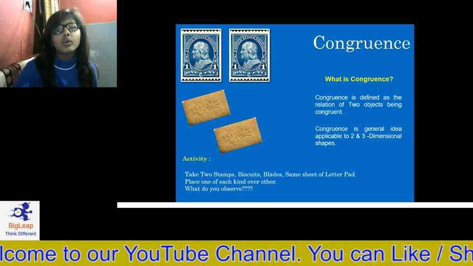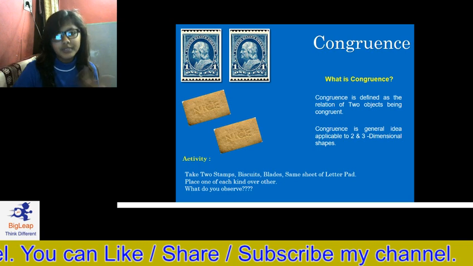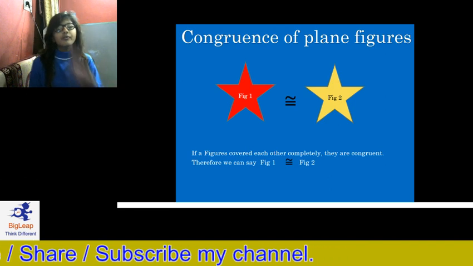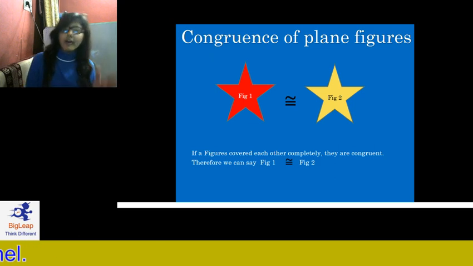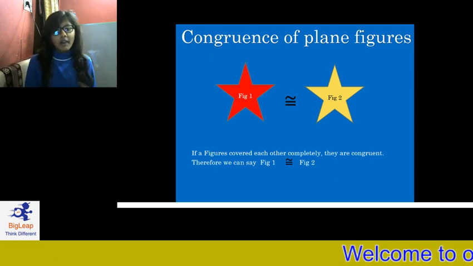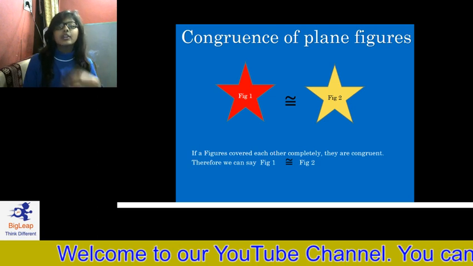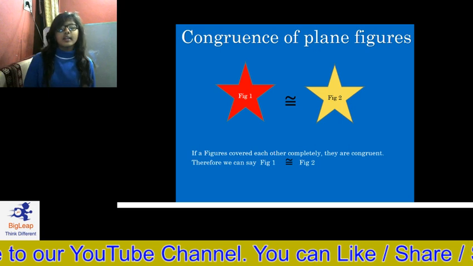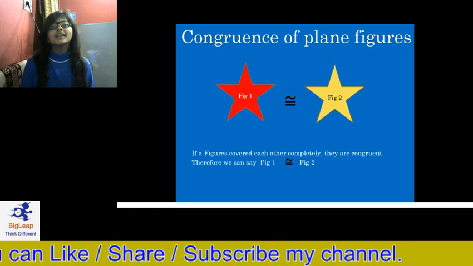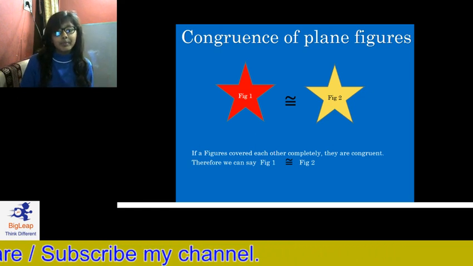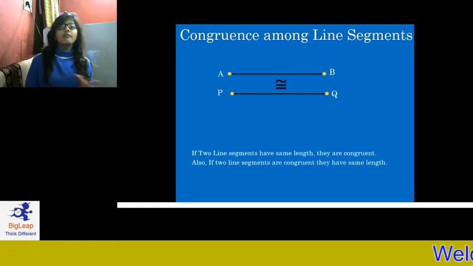So let's learn the congruency for line segments, angles, triangles and some plane figures. First, congruency of plane figures. If a plane figure covers the other figure completely, then both of the figures are said to be congruent. Like as you can see, figure 1 is congruent to figure 2 because figure 1 can cover figure 2 completely.